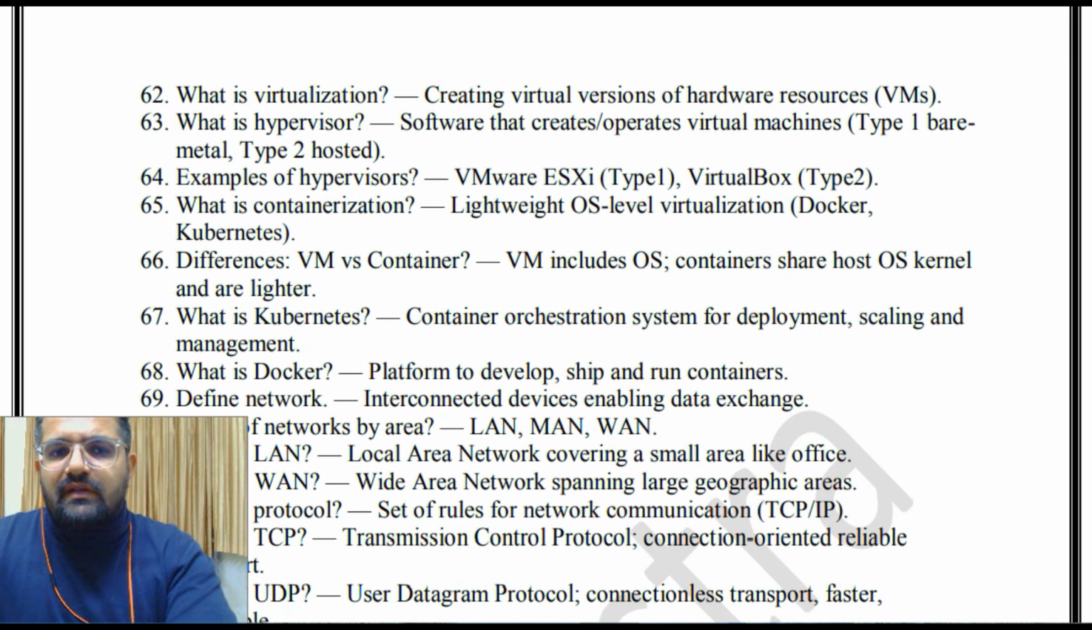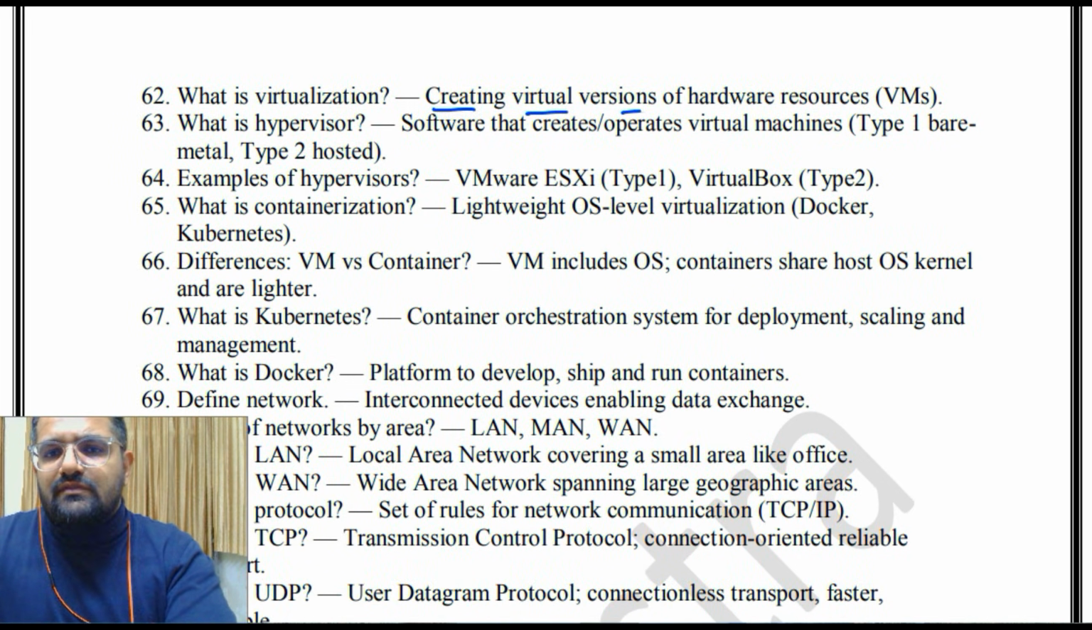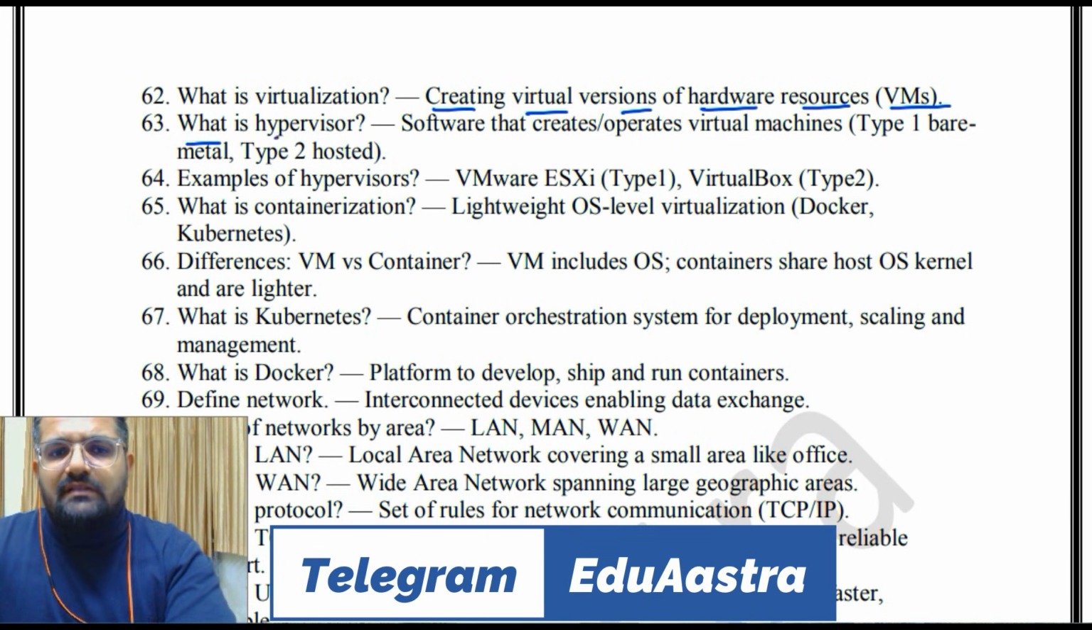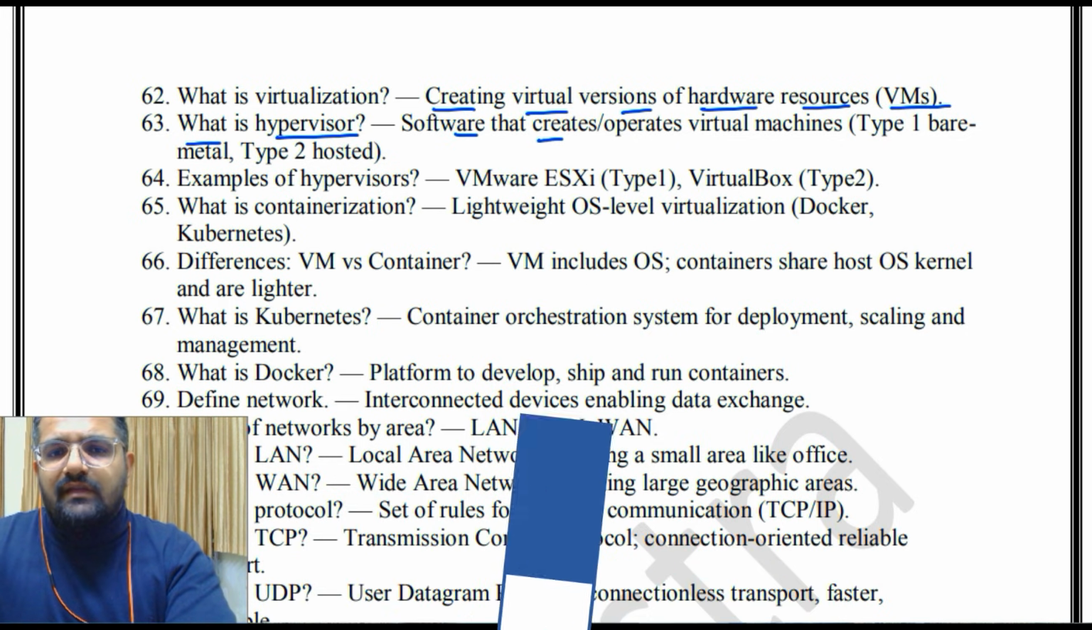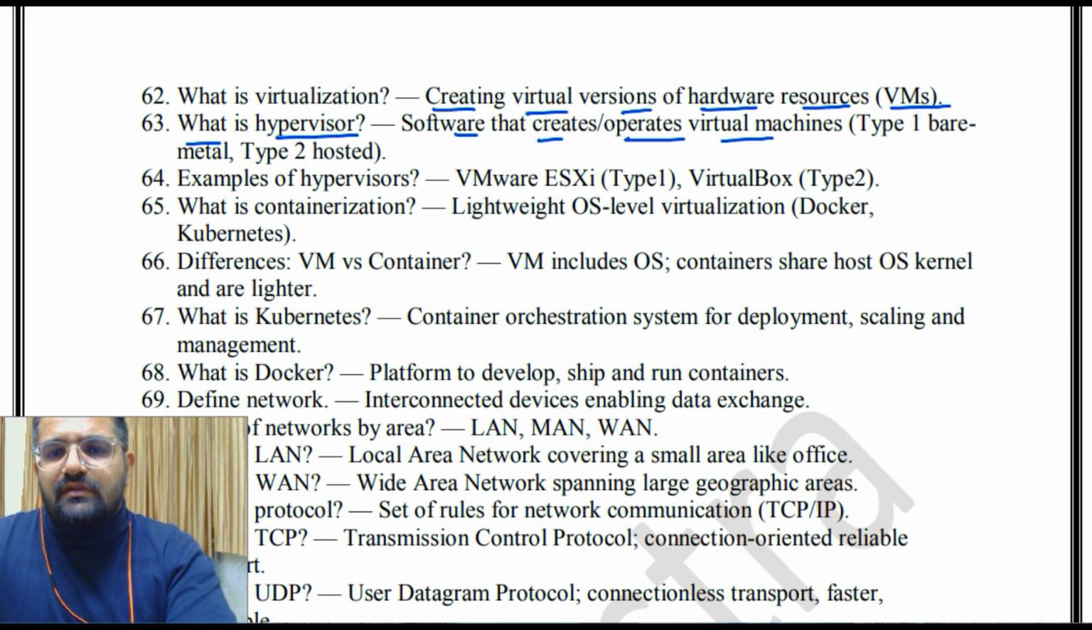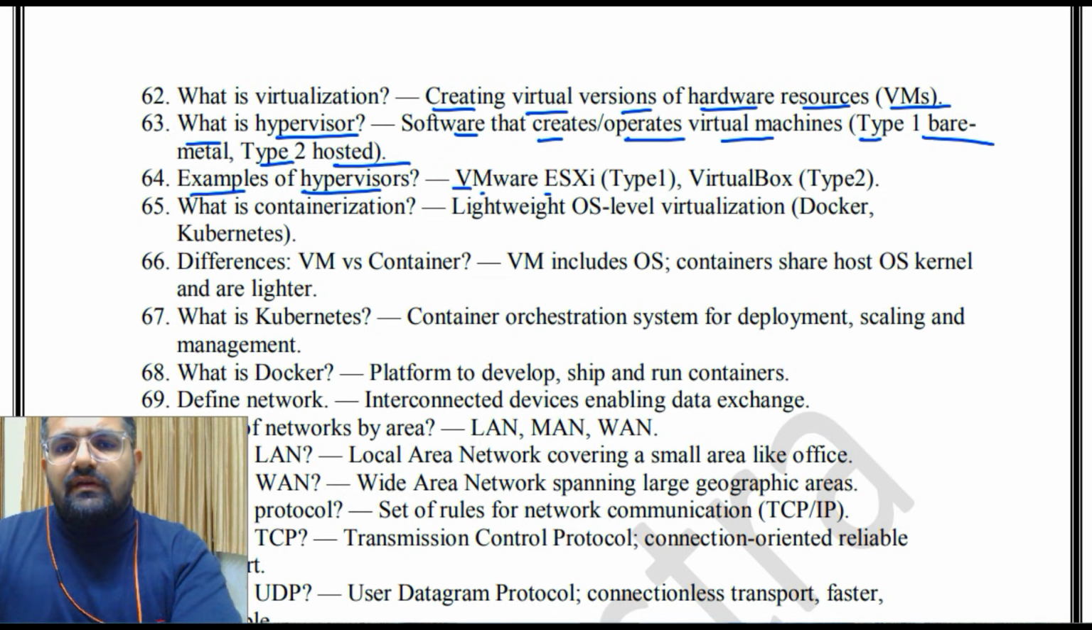What is virtualization? So creating virtual version of hardware resources, VMs, virtual. Then what is hypervisor? Software that creates and operates virtual machines, Type 1 bare metal, Type 2 hosted. Then examples of hypervisors: VMware ESXi Type 1 and VirtualBox Type 2.